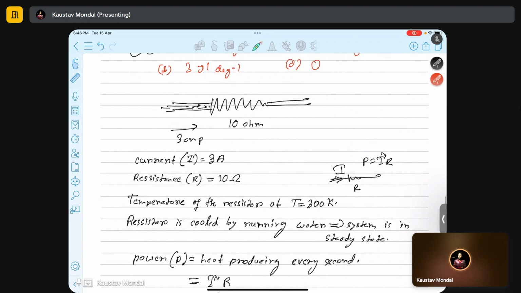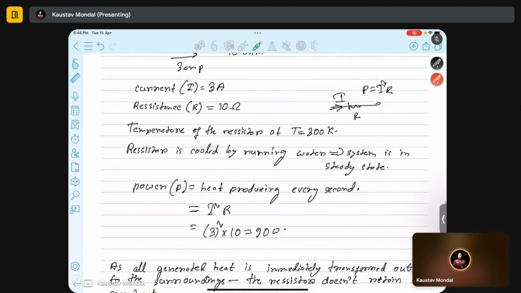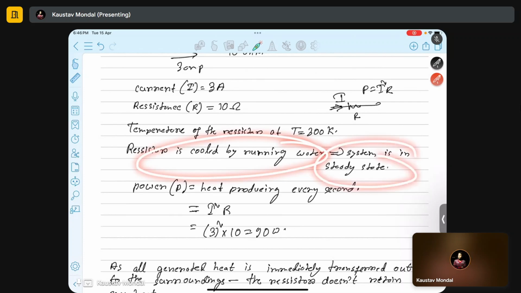Now the important thing here is that this heated resistance is basically cooled by running water. So what basically happens here is this resistor is cooled by running water, and because of that, this whole system is in steady state.